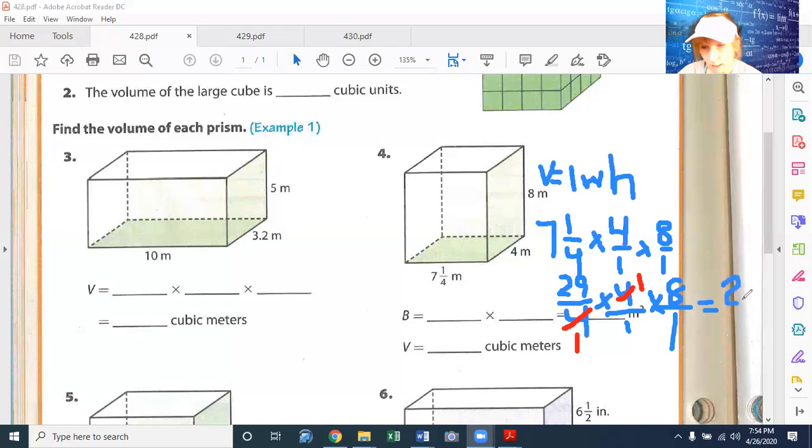So 29 times 1 times 8 on the top. And on the bottom, that's pretty easy. We got 1 times 1 times 1, or just 1, right? So we basically have to multiply 29 times 8. Because the 1, we can drop the 1. 29 times 8.